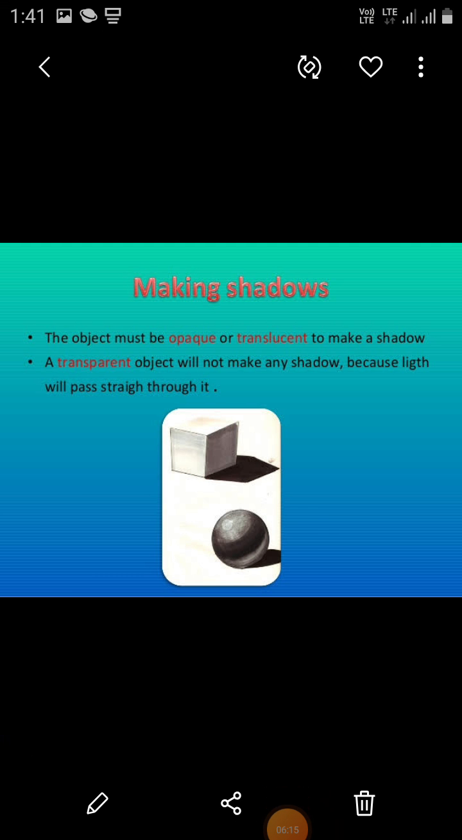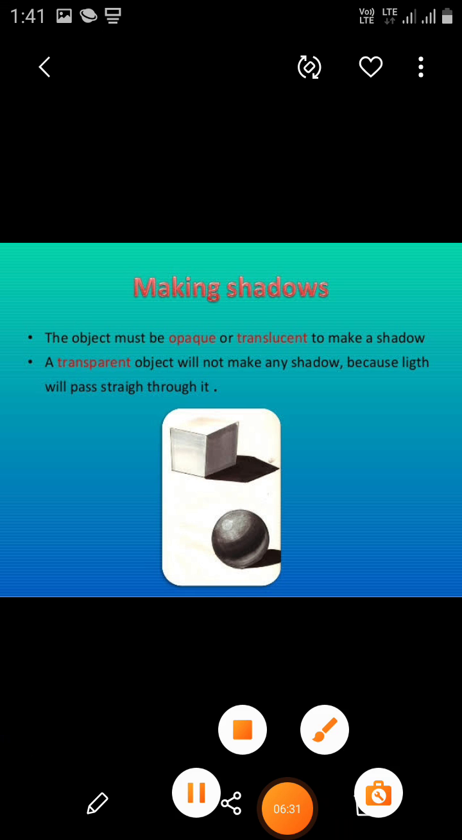To make a shadow, the object must be opaque or translucent. A transparent object will not make any shadow because light will pass straight through it.